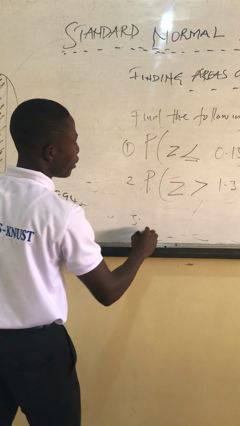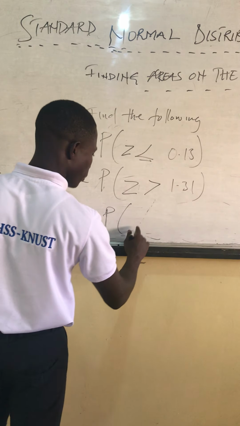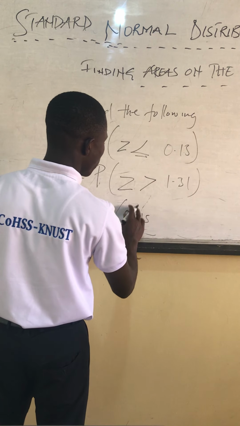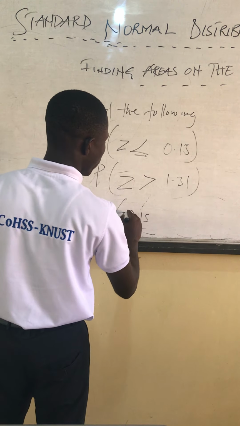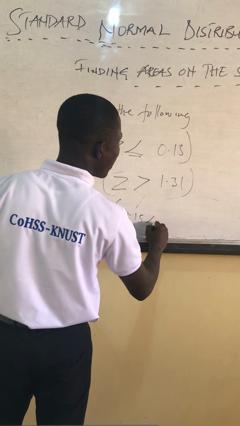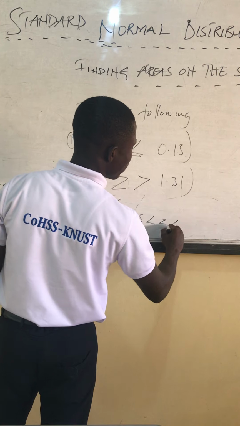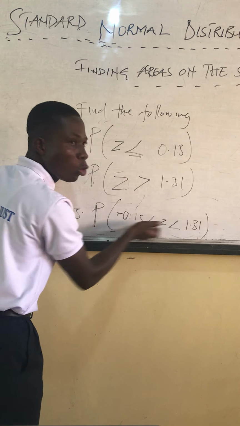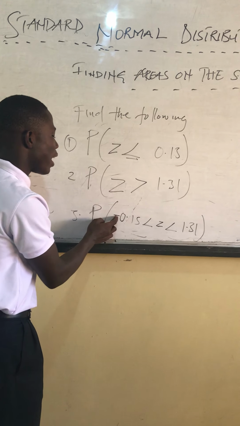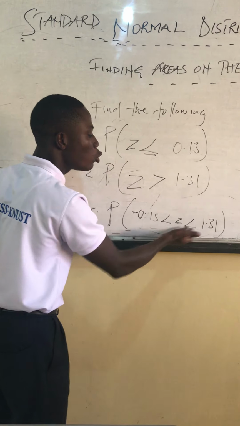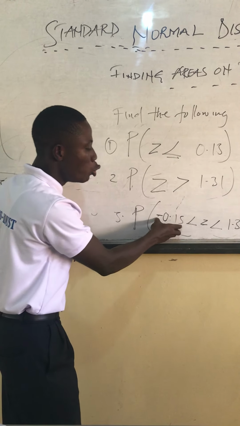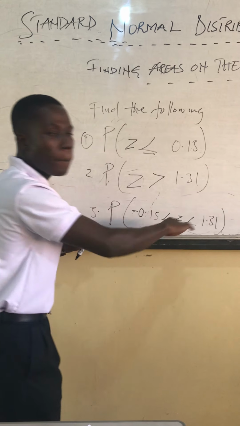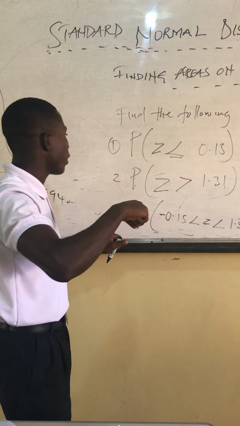You can also get this one too. This is number 3: P bracket negative 0.15 is less than Z, is less than 1.31. So you see, the Z is in between these two values. Whenever you are given questions like this, and the Z is in between these two values, it's very simple. You use your table to find this one, and use your table to find this one too. When you are done, you compare the two numbers, and you subtract the smaller one from the bigger one.